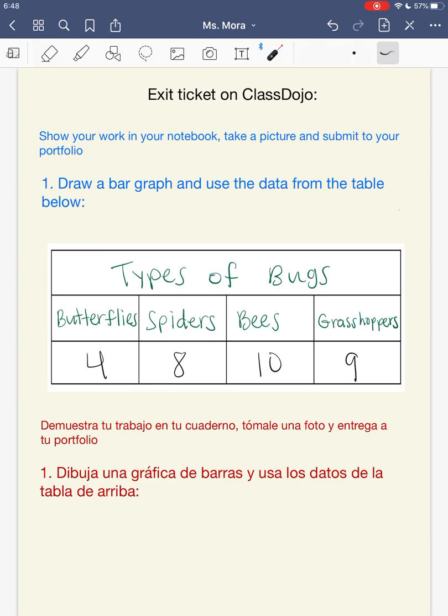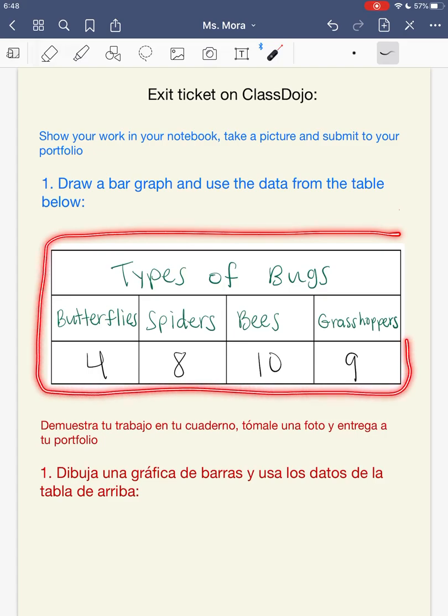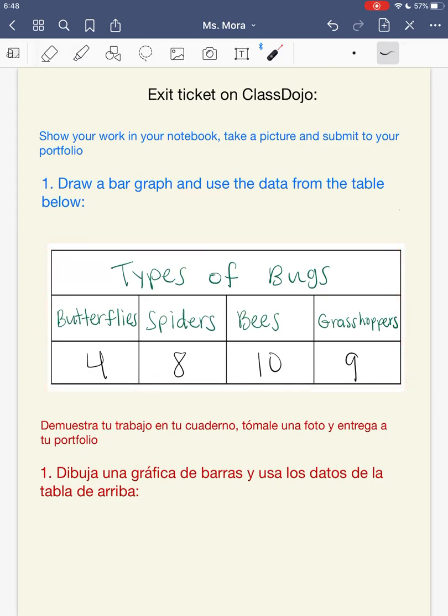So, tu trabajo para tu exit ticket, vas a dibujar una gráfica de barras y usar los datos de la tabla. So, aquí está la tabla. Y recuerda, no tienes que copiar la tabla a tu cuaderno, solo necesito yo ver tu gráfica, ¿ok? Y asegúrate que tengas toda la información, el título, las categorías y los datos en tu gráfica de barra y le tomas una foto y lo entregas a Class Dojo para que yo lo revise, ¿ok?